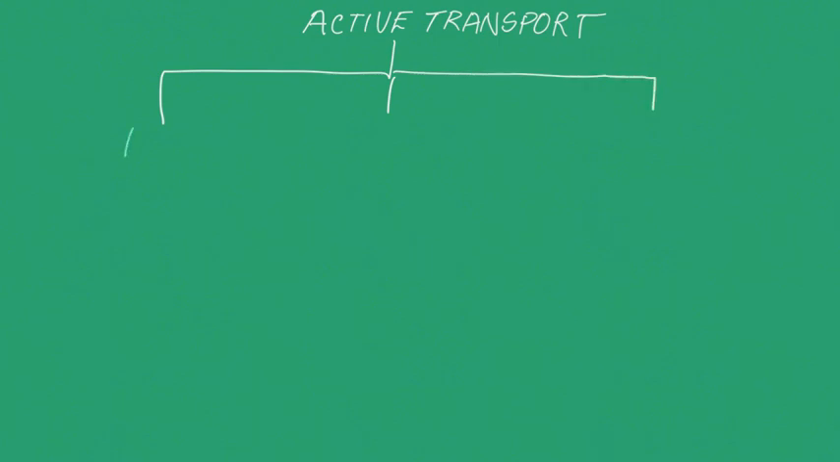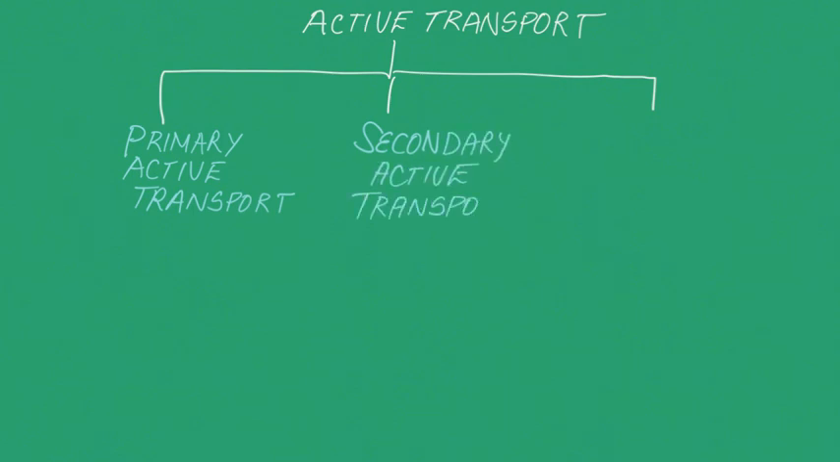Now let's look at active transport. Active transport is different from passive transport in that all the three types of active transport require energy in the form of ATP. There are three main kinds of active transport. They are primary active transport, secondary active transport, and bulk transport.